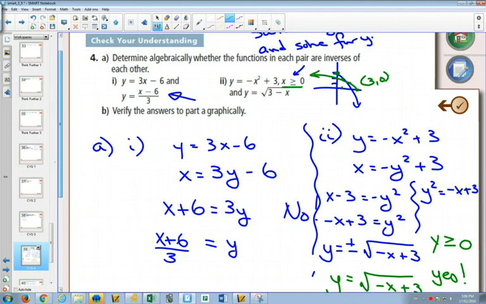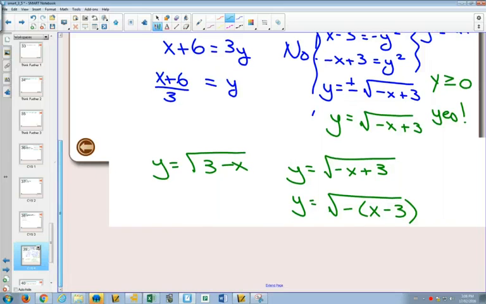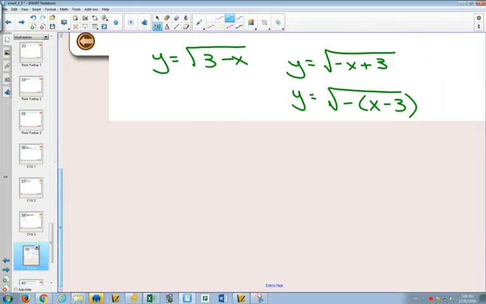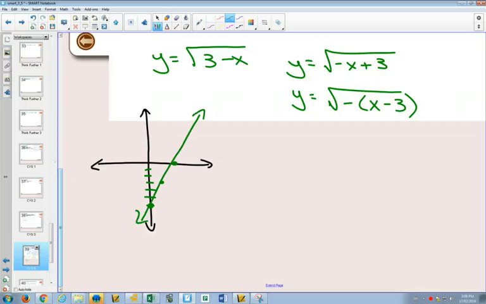For part I, the first one that we didn't do before graphically, the first equation we had was y equals 3x minus 6. What does that look like as a graph? Y-intercept of minus 6, slope of 3. Here's our one function. It has a point (0, negative 6). It has another point at (2, 0).